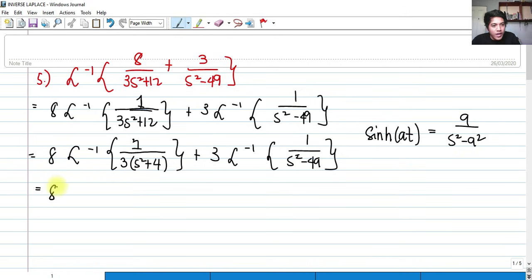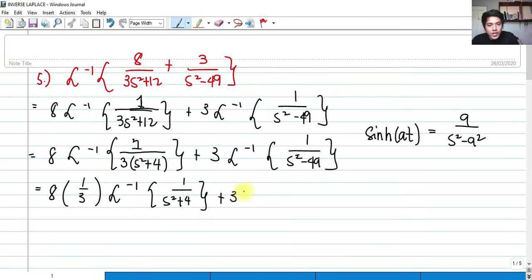So I can factor out 8 times 1/3, the inverse Laplace now of 1 over s squared plus 4, plus 3 inverse Laplace of 1 over s squared minus 49. So how do we compute this? We know that this is s squared plus 4 and we have a 1 here.